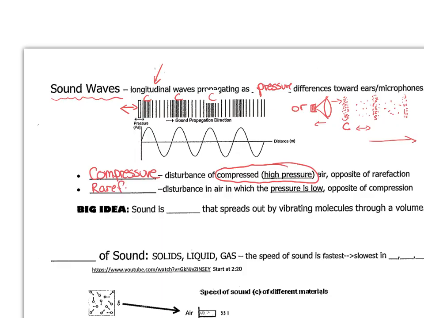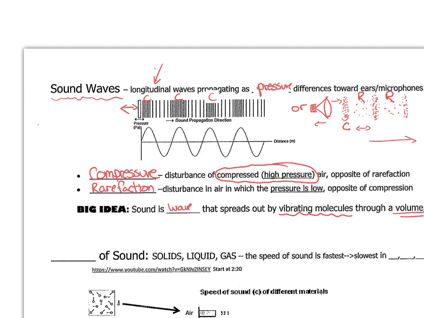That's not an easy word. Rare means spread out, not very common. And notice the molecules in the rarefaction. I'm going to label it up here, or there's another rarefaction here. They're very spread out. Sound is a wave that spreads out, right? It's a wave that spreads out by vibrating molecules through a volume.